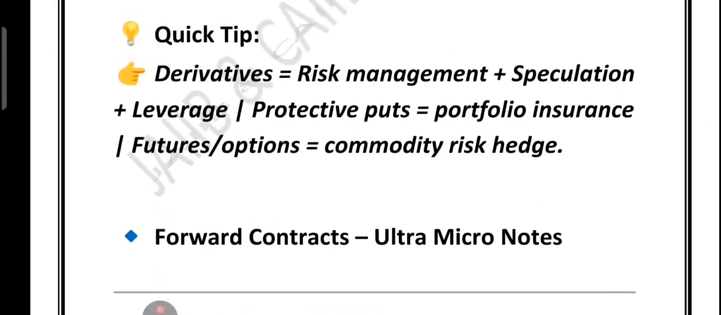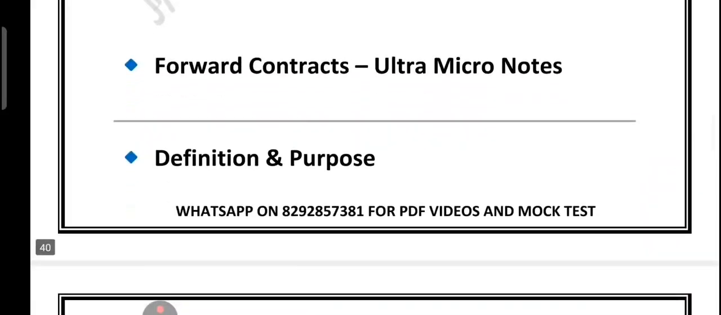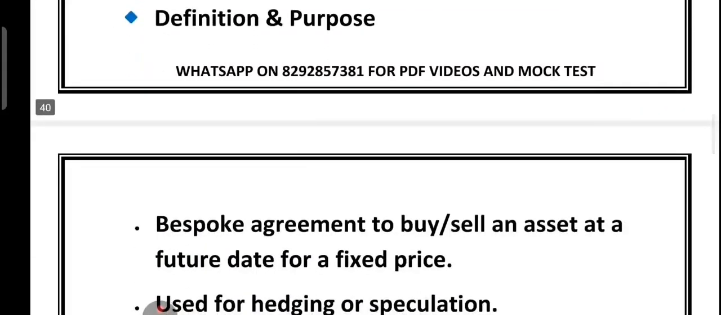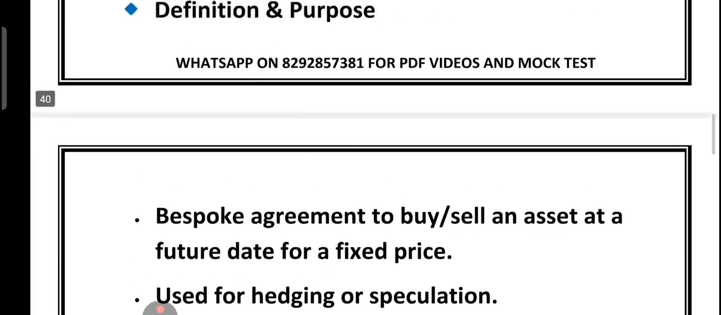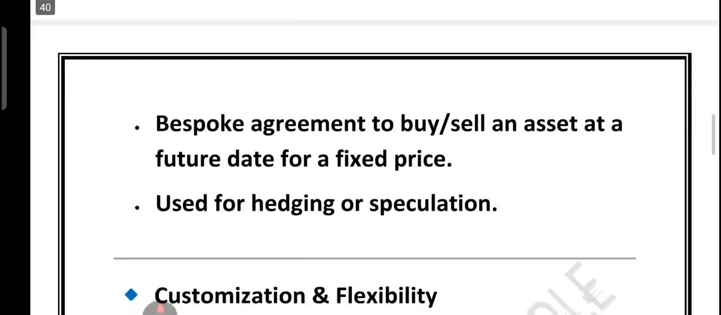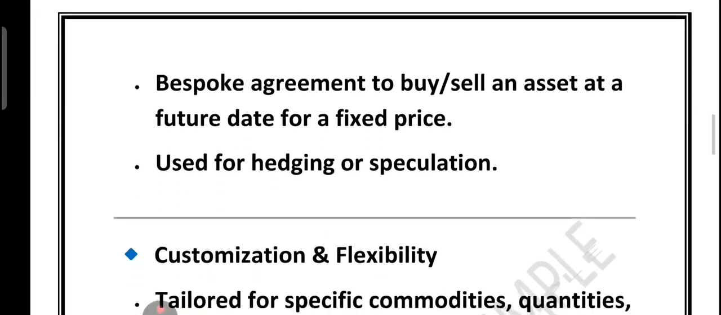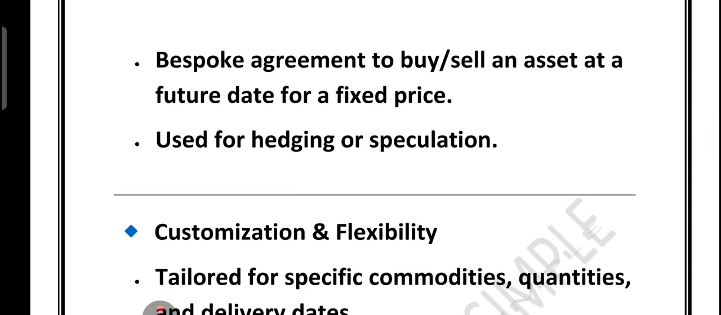Now one more point is the forward contract. Let's talk about the forward contract. A forward contract is a custom agreement. It's a kind of OTC derivative to buy or sell an asset at a specific price on a future date, right? Custom means customizable. People use the forward contract either to hedge. Hedging means protecting themselves from price swings, or to speculate. Speculate means betting on future price.